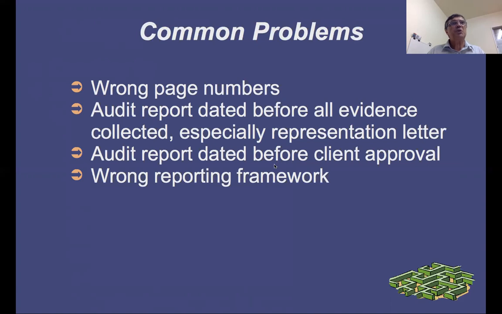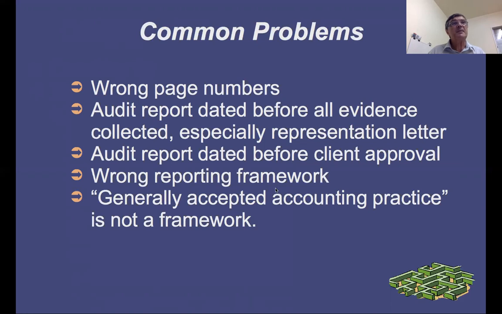Audit reports that refer to the wrong reporting framework. You would think that this would be kind of audit reporting 101, but hey, I've seen it. I've seen audit reports that say the accounts comply with generally accepted accounting practice. This is not a framework. The requirement is to report on whether or not the financial statements comply with a framework. So the financial statements may indeed comply with generally accepted accounting practice in New Zealand. So it's not wrong to put it there, but it's wrong to leave it at that. You have to go on and say that they comply with the framework.